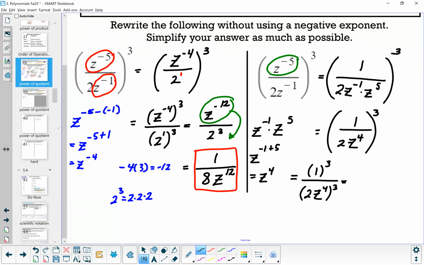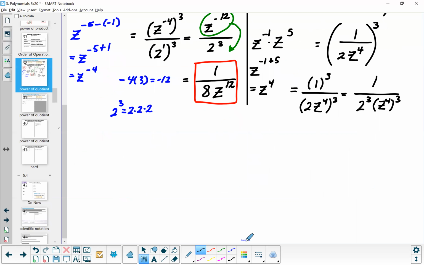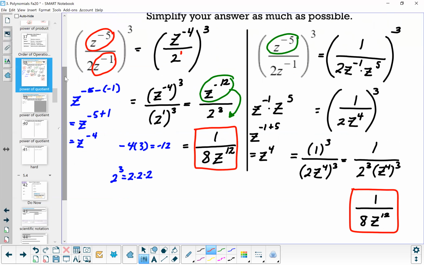Well, 1 cubed is really easy. That's just 1 times 1 times 1, which is 1. Okay, 2 cubed, we've already seen what that is, right? That's 8. And then z to the 4th cubed, we've already seen what that is. That's z to the 12th. So we have 1 over 8z to the 12th. Okay, slightly different way of going about it, but you should get the same answer.